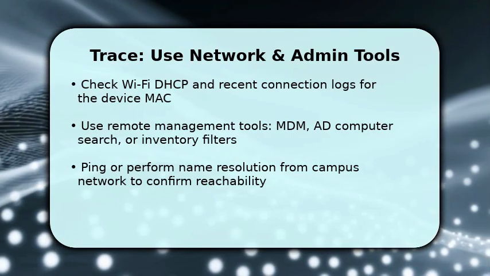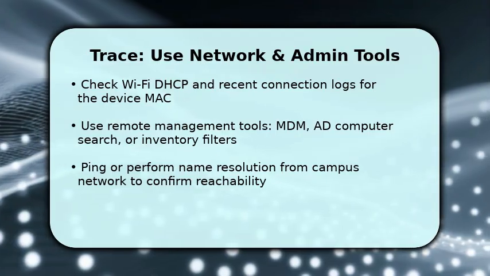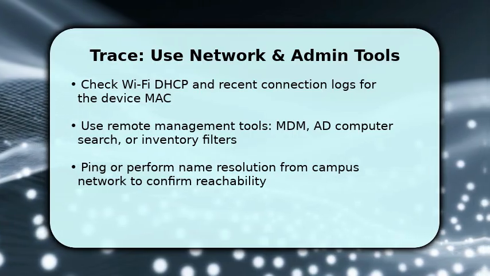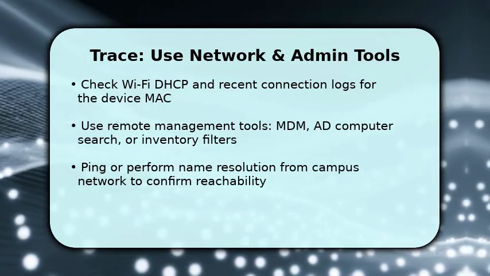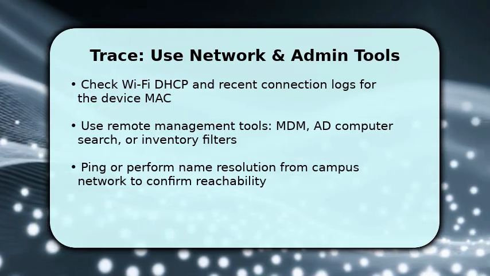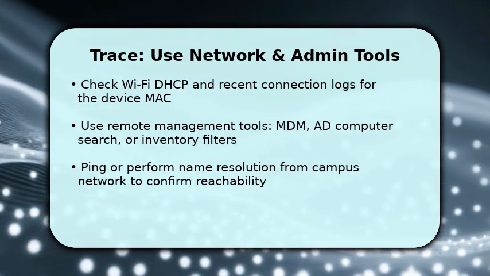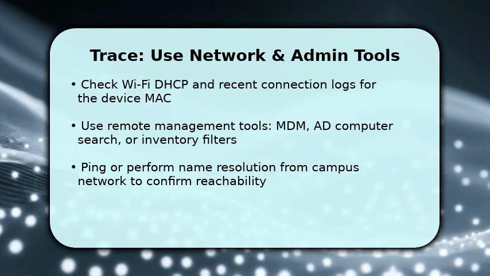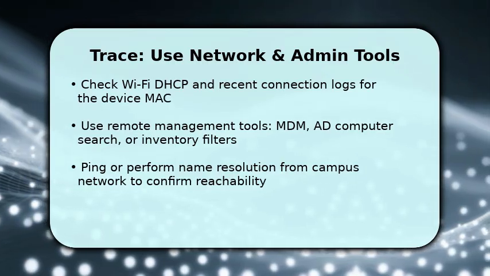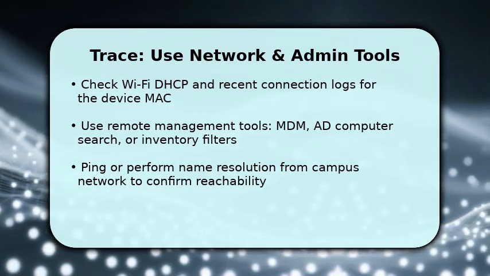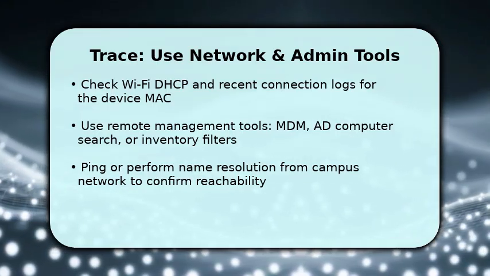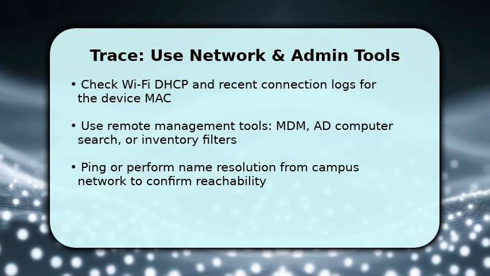Once you have identifiers, use network and management tools to trace the machine. Query the DHCP or Wi-Fi logs for the MAC to see the last access point and timestamp. That tells you where it connected. Next, search your MDM or Active Directory for the hostname and IP. These tools give current status and remote actions. If allowed, ping the IP or attempt name resolution from a campus terminal. Successful responses confirm the device is online and narrow physical location to a building or floor.